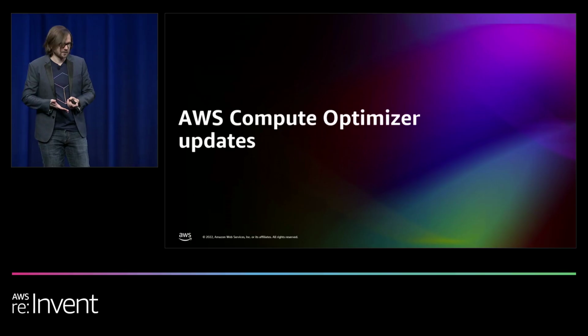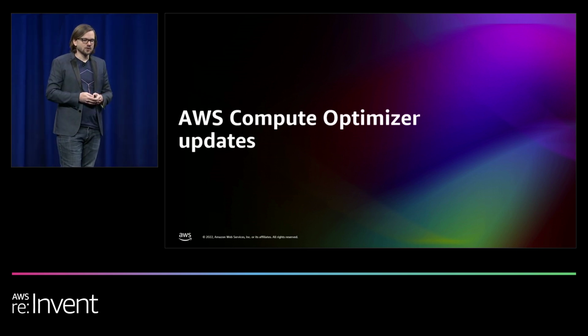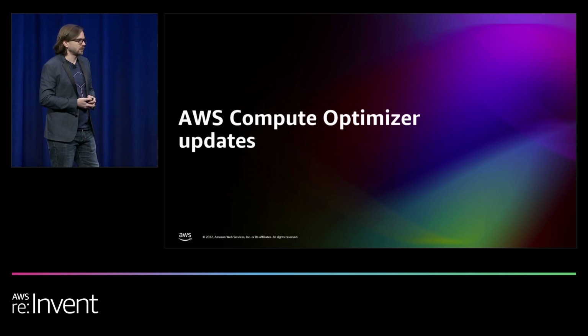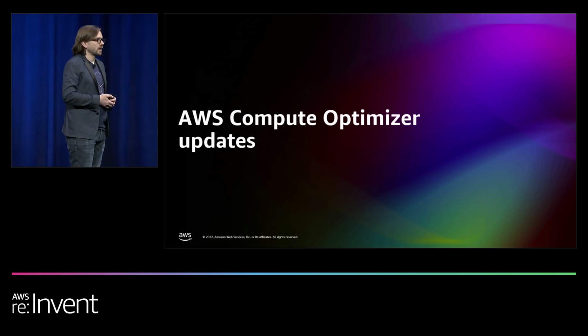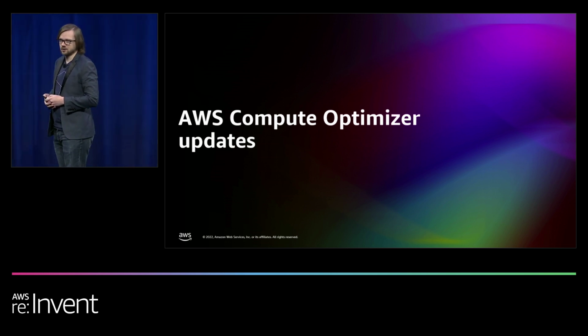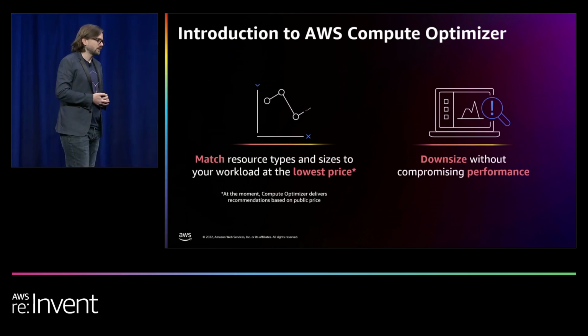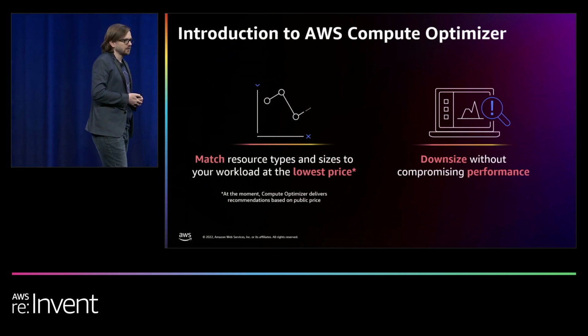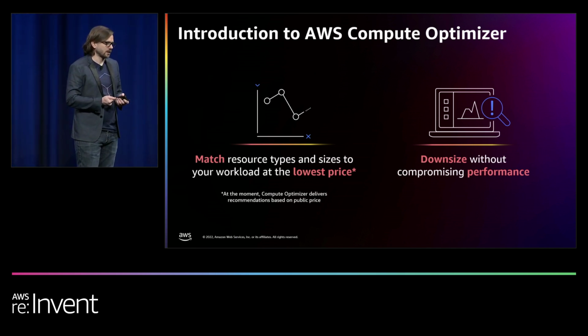It's cool. So we're going to come down in level of altitude here a little bit, and talk about Compute Optimizer. Compute Optimizer is a product we launched in fall of 2019. Compute Optimizer covers 80% of EC2 spend globally. We have vended, I think, over 8 billion recommendations since the launch of this product in 2019. What this product does is it matches the resource types and sizes your workloads at the lowest price.